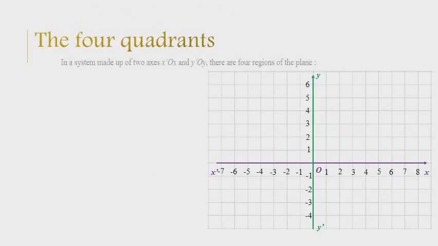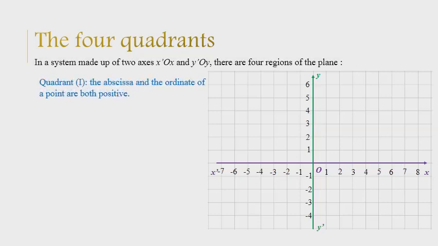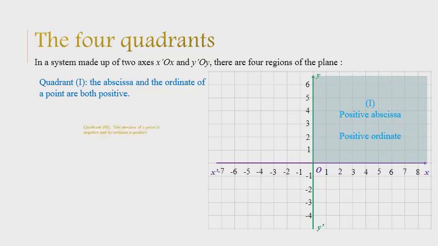The 4 quadrants. In a system made up of two axes x prime OX and y prime OY, there are 4 regions of the plane. Quadrant number 1, or region 1: the abscissa and the ordinate of a point existing in quadrant number 1 are both positive. This is quadrant 1 or region 1. Positive abscissa and positive ordinate.